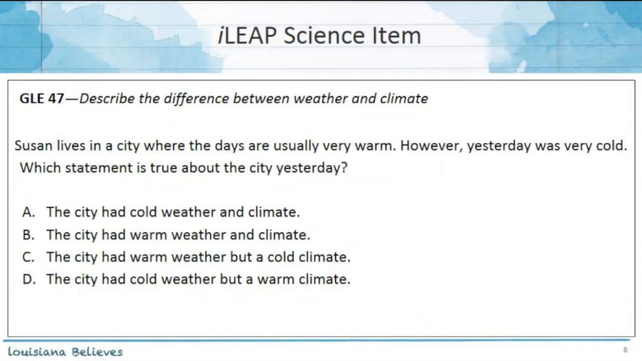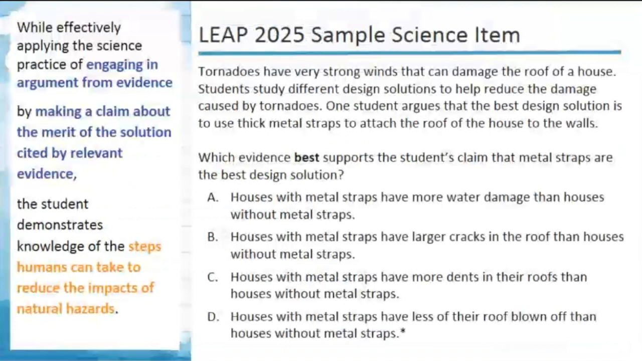All right, this is an old GLE item. If you look at it, the GLE says, describe the difference between weather and climate. Again, this is pretty much little recall. And here was the question: yesterday it was cold, but the day before it was warm. What does this say? Very straightforward. We're just going to regurgitate the information back to you.